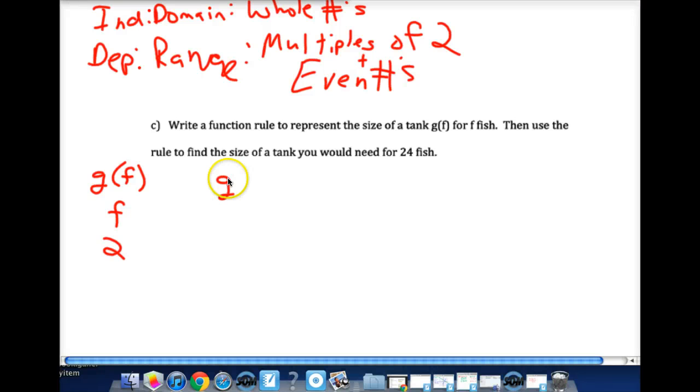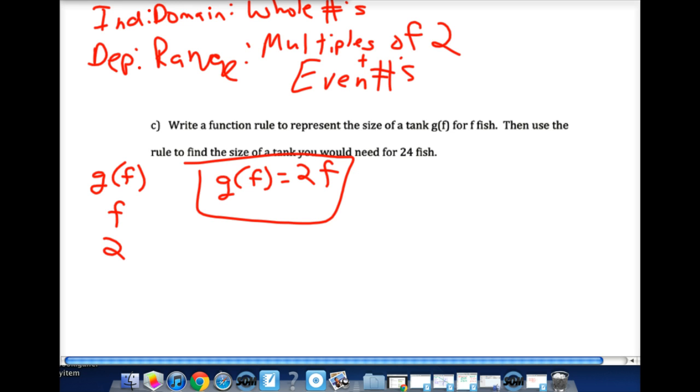G of F equals 2F. Yeah, G of F equals 2F. Oh, that's just the units on the feet. You don't have to cube it. Good question, though. Now, we're going to use our rule. This is our rule for how big our tank needs to be.